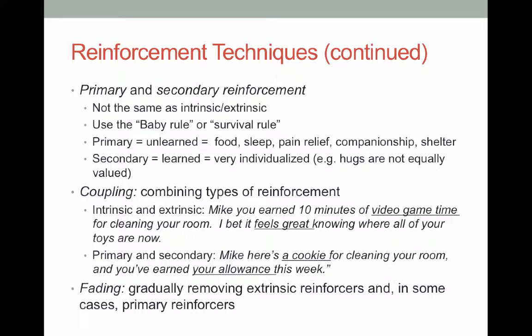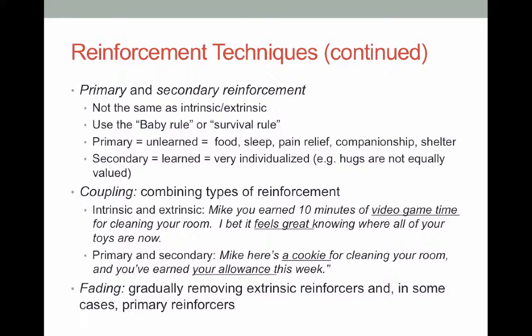So let's say I'm working with somebody who is developmentally delayed and has difficulty with things that are abstract. I might have to focus more on primary reinforcers. This is a person that would probably want to have something like food as a reinforcer, or maybe one-to-one time with a preferred staff person. So here's an example. Mike, here's a cookie for cleaning your room, and you've earned your allowance this week. Hopefully you could see that a cookie is a primary reinforcer because it's food. An allowance is a secondary reinforcer because it's an abstraction. Money is symbolic, and not everybody understands money.